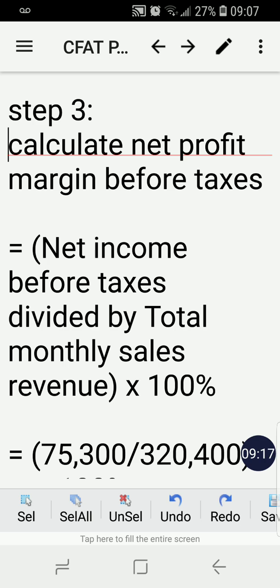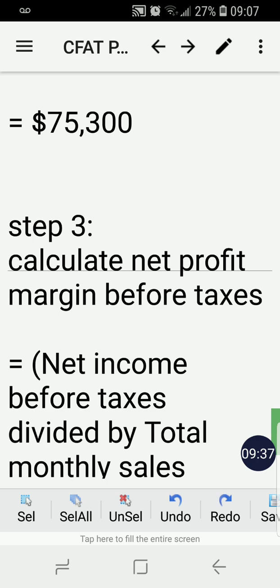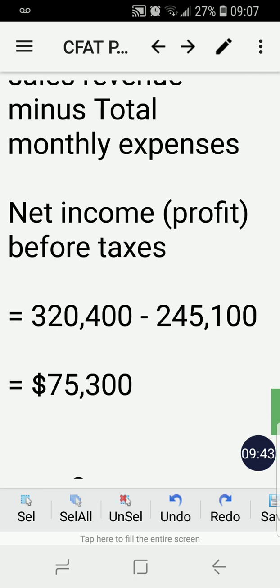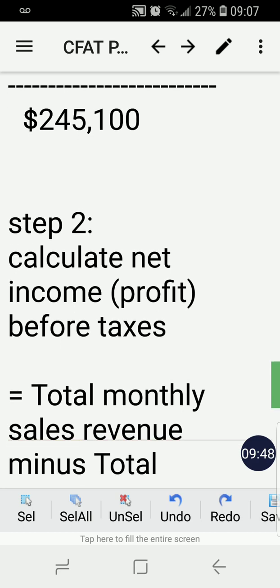Now step 3 is to calculate the net profit margin before taxes. The net profit margin is a percentage value. So the formula is net income before taxes divided by the total monthly sales revenue times 100%. We just calculated the net income to be 75,300.